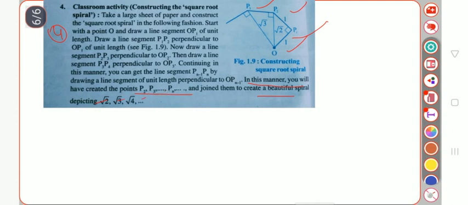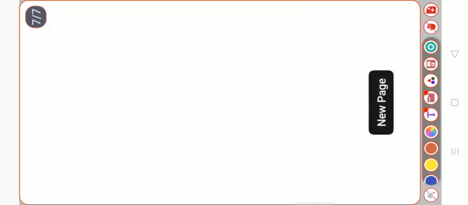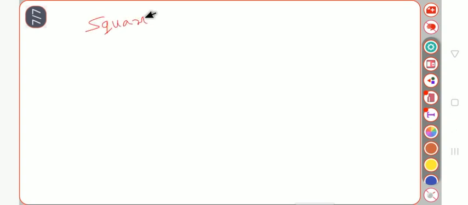Okay, so this question is looking confusing, but when I solve it, it will be very clear. Just see here. I am moving to the next page, so we need more space. Yes, now we have to construct a square root spiral. What is this?